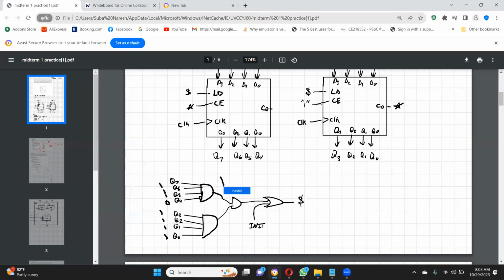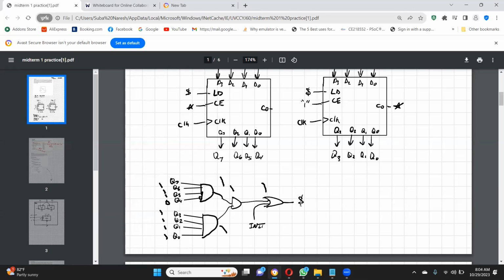So this becomes 1, this becomes 1, this becomes 1. So when this again becomes 1 after counting all the way till 239, then load becomes 1 again. Yes. And then it loads the top value back in 49.